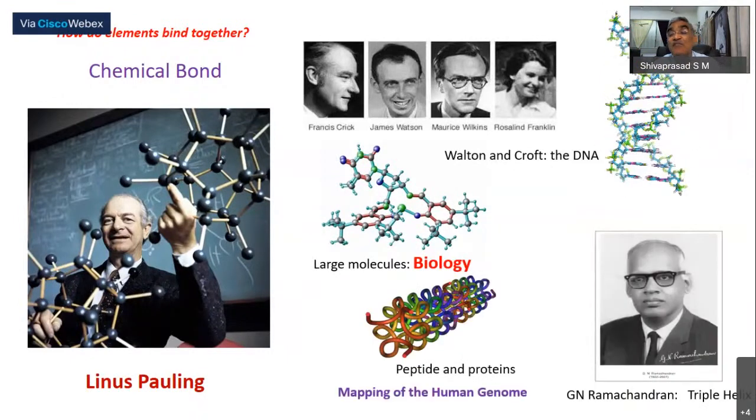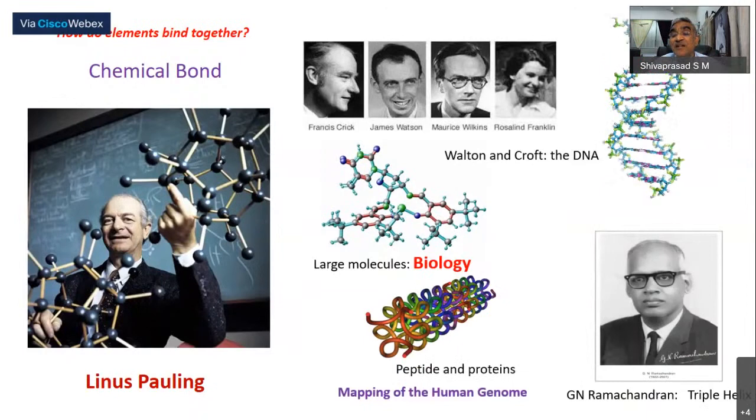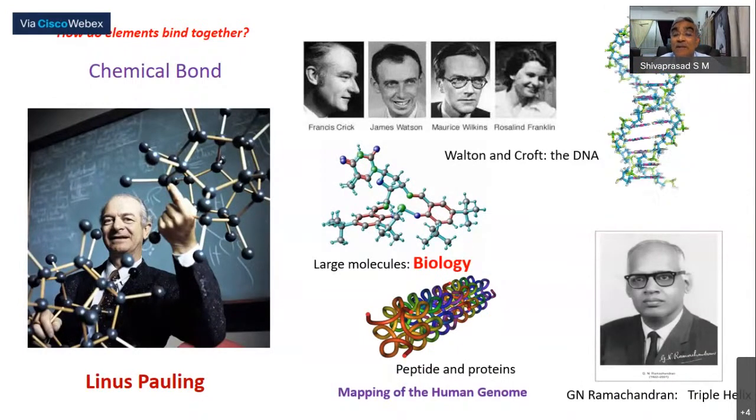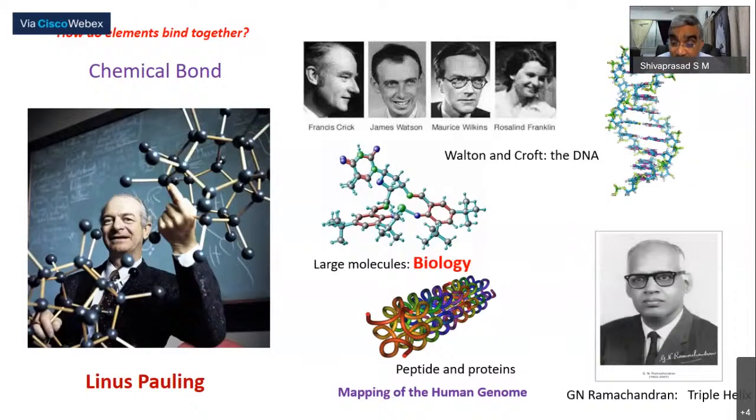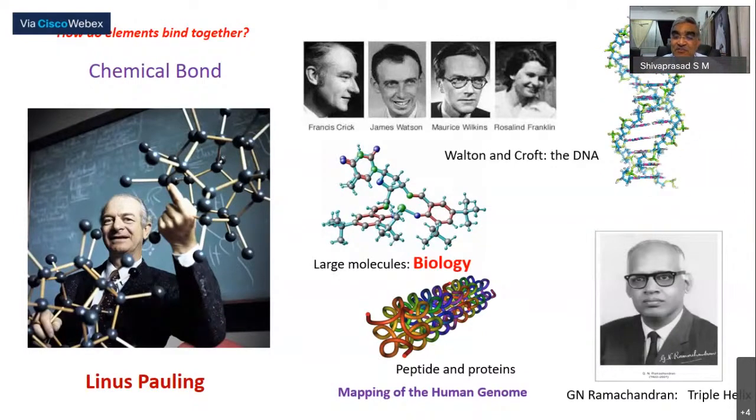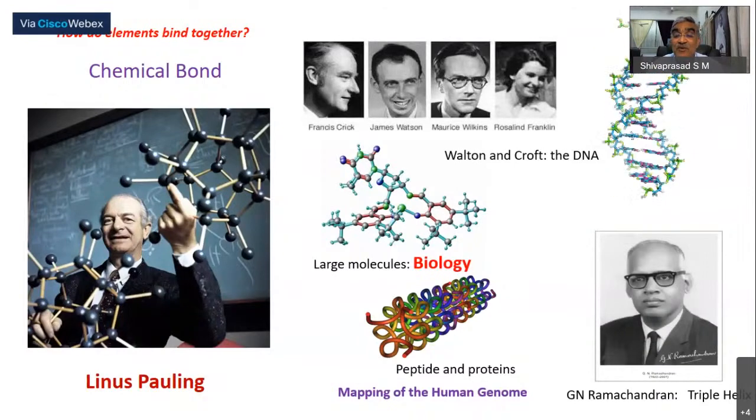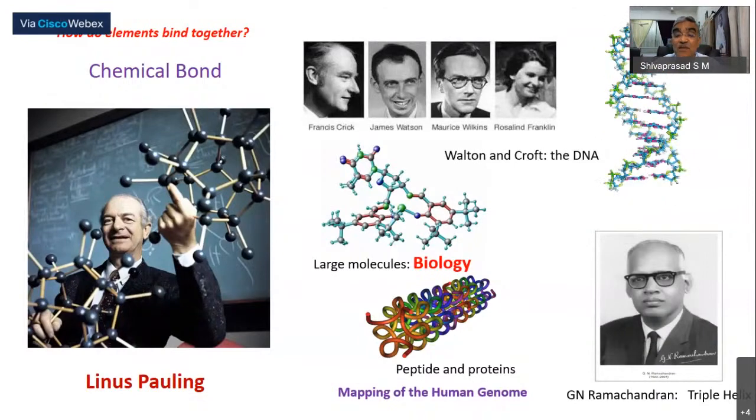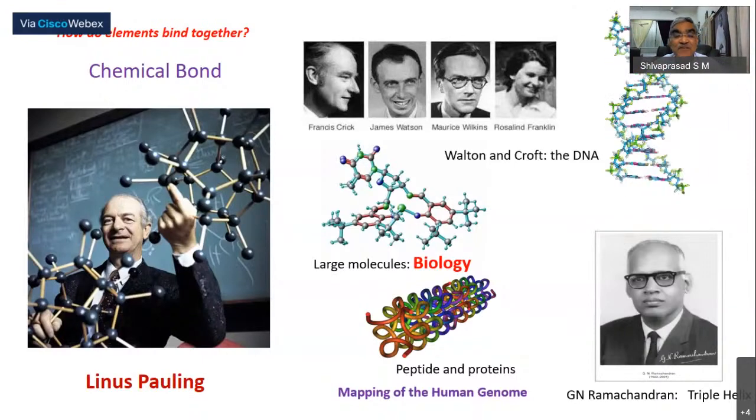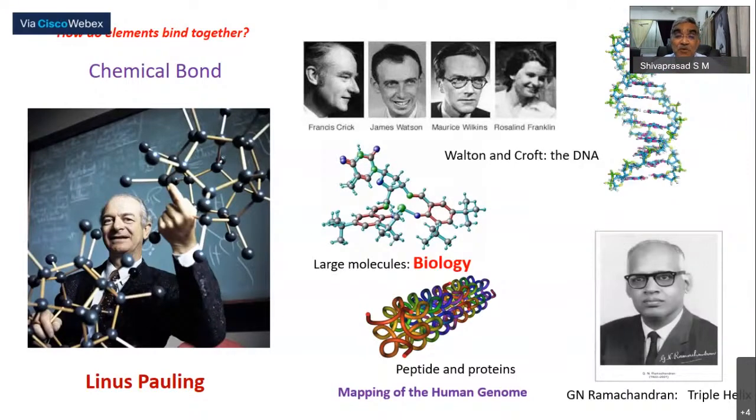So now we also have time to remember G.N. Ramachandran from the Indian Institute of Science, Bangalore, who also found out what is called the triple helix model. So, of course, he was also one of the top contenders for the Nobel Prize at that time. He found out like this. Now, using this, we are able to map the human genome. We are able to understand so many beautiful things about biology. So this field has also become very, very beautiful.